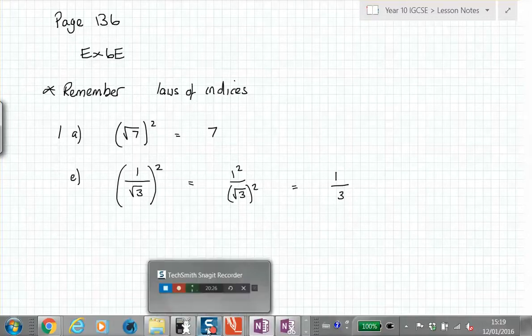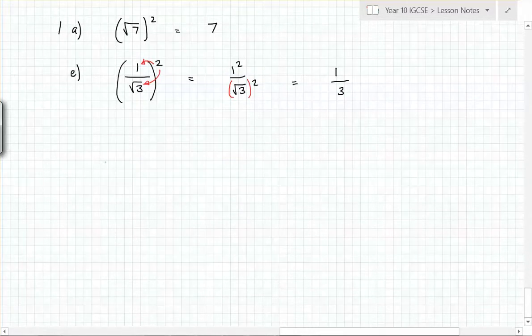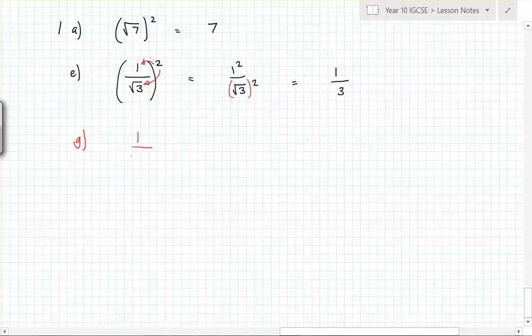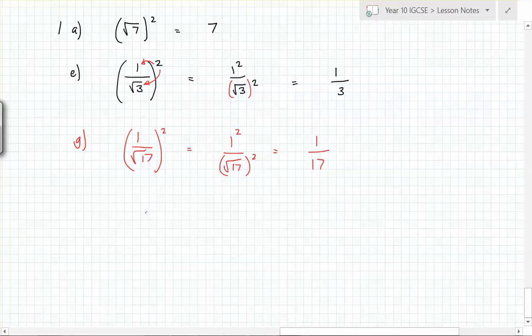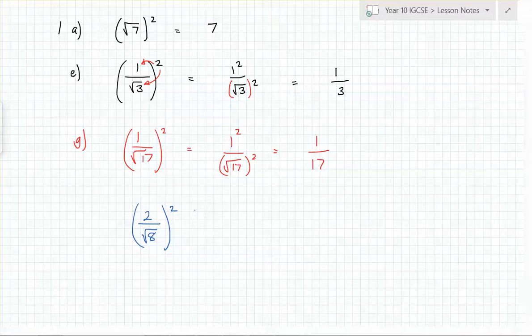I'm going to get you to do question 1 now, very quickly. It shouldn't take you very long at all. I'll just do G, so it's on the video: 1 over root 17 squared. Again, the squared gets applied on the top and on the bottom. Then 1 squared is 1 over 17. Really easy. But what would you say if I said it's 2 over root 8 squared?